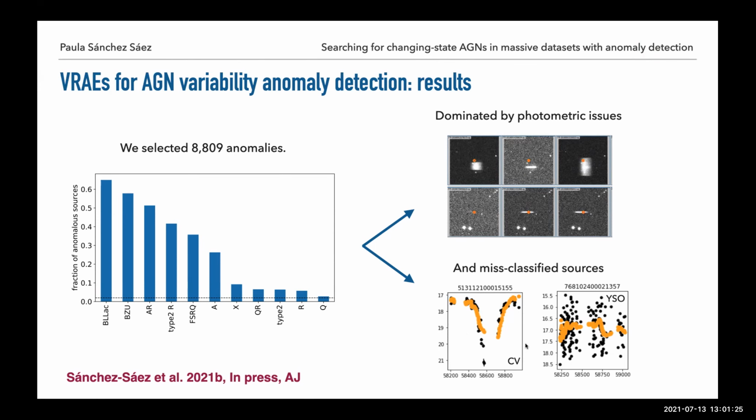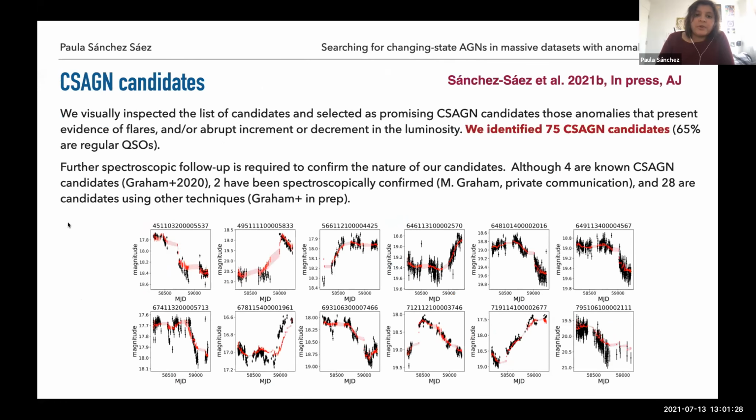Okay, thanks. So we use this set of candidates to search for changing state AGNs, and we selected these candidates as changing states when they show evidence of flaring activity or an abrupt increment or decrement in the luminosity. So we visually inspected all the candidates, and we identified 75 candidates. And here you can see some examples of the candidates.